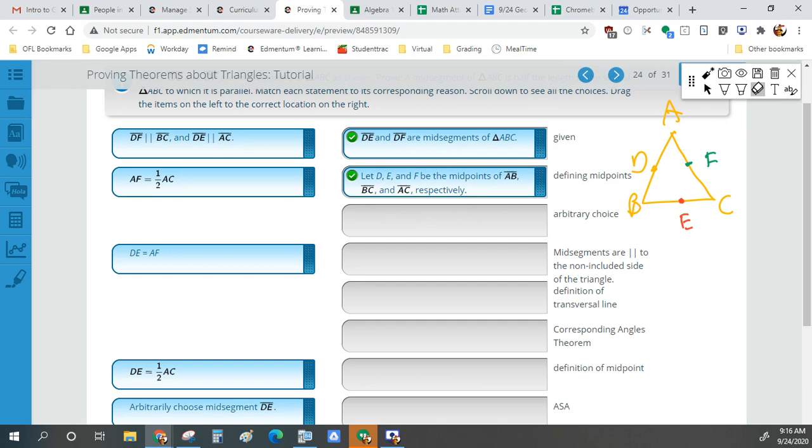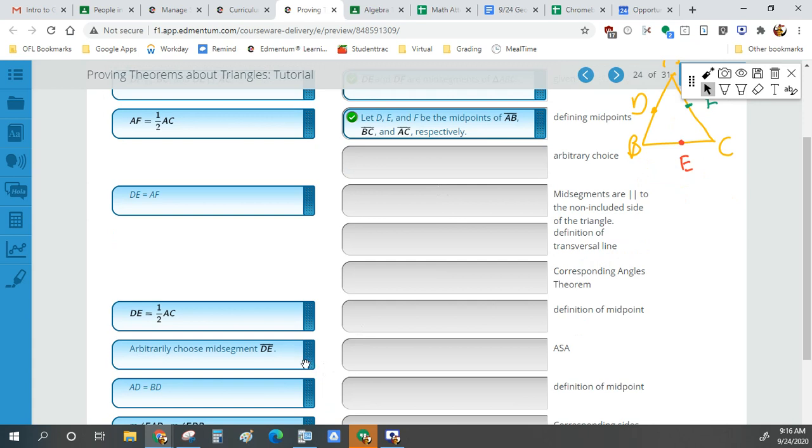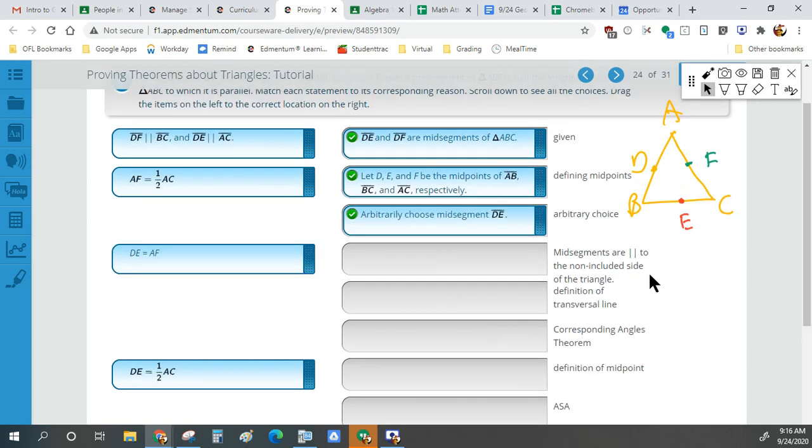So the first thing we did was create this triangle. Next thing we did was make our midpoints. All right, the next thing is an arbitrary choice. So we're going to pick a random thing. We're going to pick DE arbitrarily. It's just saying we're going to talk about DE. I don't know why this is a step, but we're going to talk about this one. Next we're going to say that midpoints are parallel to the non-included side of the triangle. So it's just saying that this is parallel to this. So we're going to say that DE is parallel to AC.